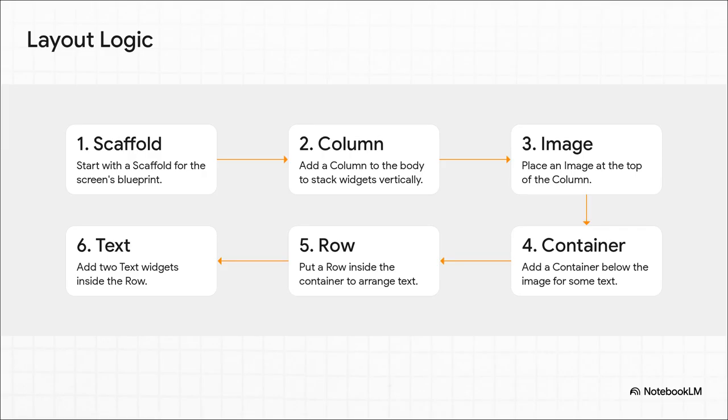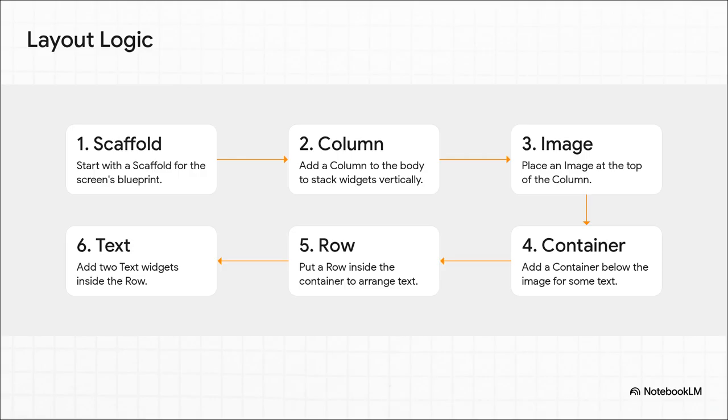Easy. 2, in the main content area, we want to stack things vertically. What do we use for that? A column, of course. So we'll put that in the body of our scaffold. 3, what's the first thing in our stack? Let's say it's an image. 4, below the image, we want some text, but we also want a nice background color and some spacing. That sounds like a job for a container. 5, inside that container, we want 2 pieces of text next to each other. So we'll use a row. And finally, 6, what goes inside the row? 2 simple text widgets.